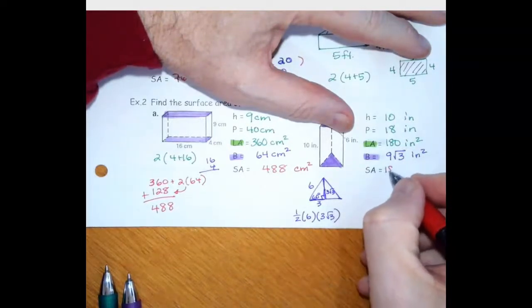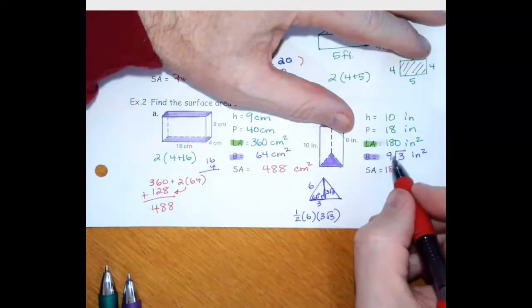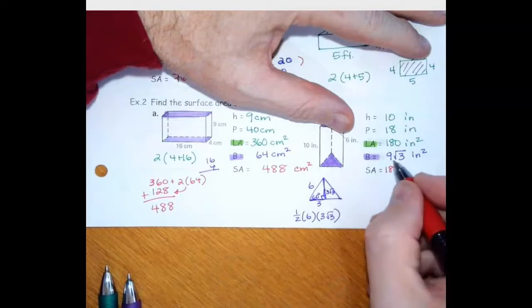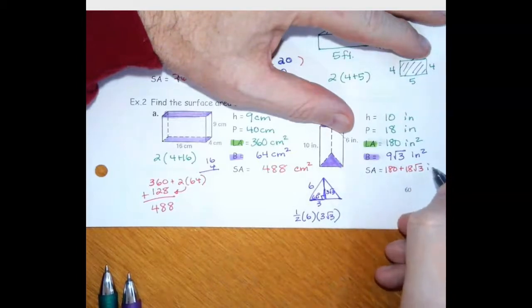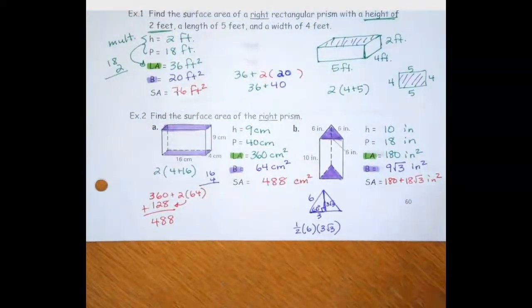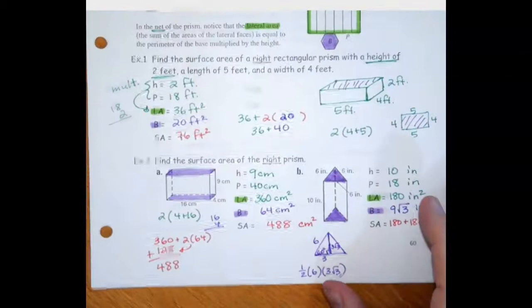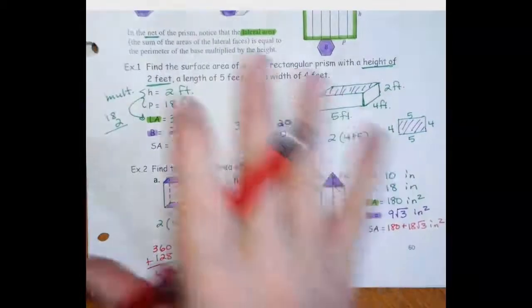So this is going to be 180 plus 2 bases. We have 2 of those. So if we multiply it by 2, instead of 9 radical 3's, we're going to have 18 radical 3's. And that's going to be inches squared. Okay? The same thing over and over again, this entire lesson. Now, cylinders, one tiny difference, but basically it's the same thing.